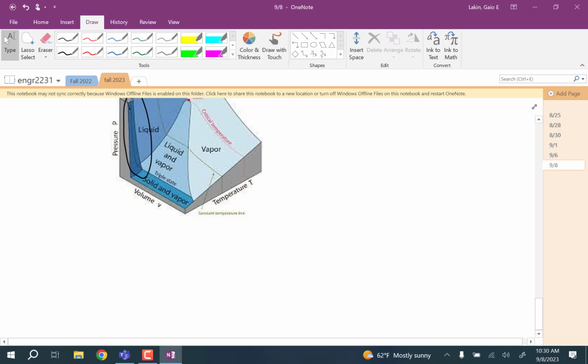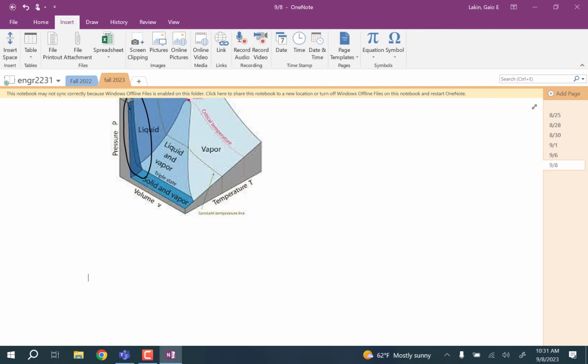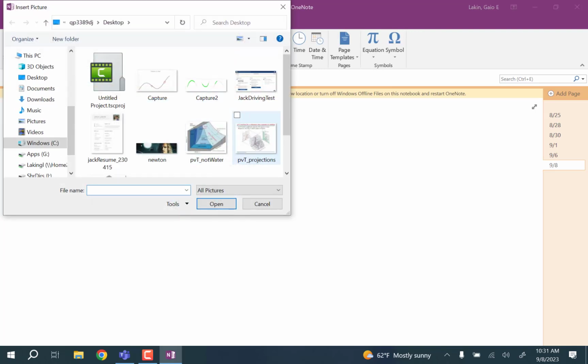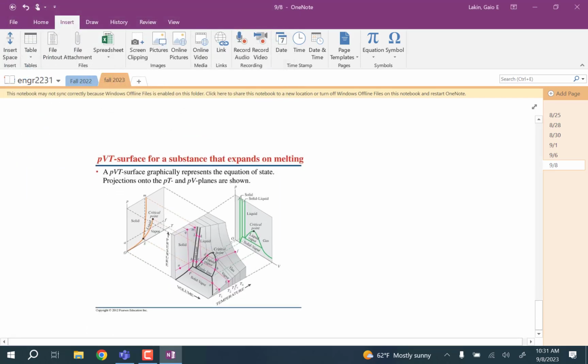We are not going to use that surface because it's pretty inconvenient trying to read values off a 3D plot. So we're going to look at basically projections of this. I think I have one here. Okay, so you can see there's the PVT surface in the middle, and you can do projections in either direction.